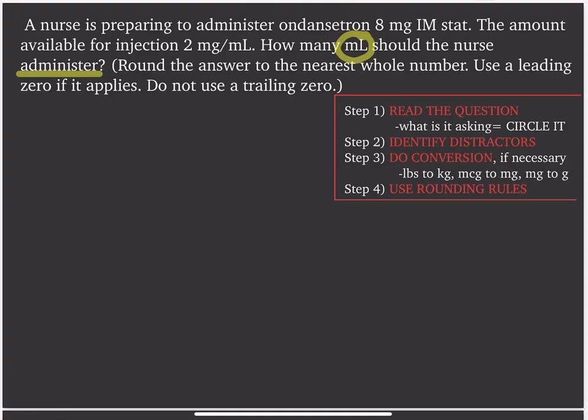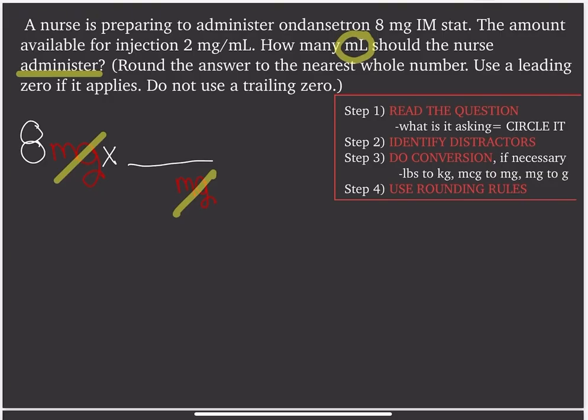Second, identify any distractors. There's no distractors because we will be using all this information that they give us. So we have 8 milligrams on hand. That's what we're preparing to administer. That's going to be times the conversion factor that is available. So it's 2 milligrams for every 1 milliliter.